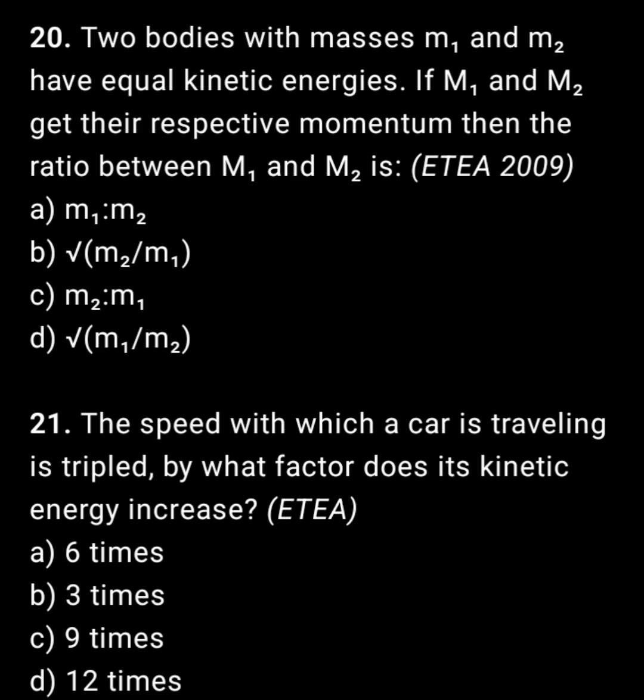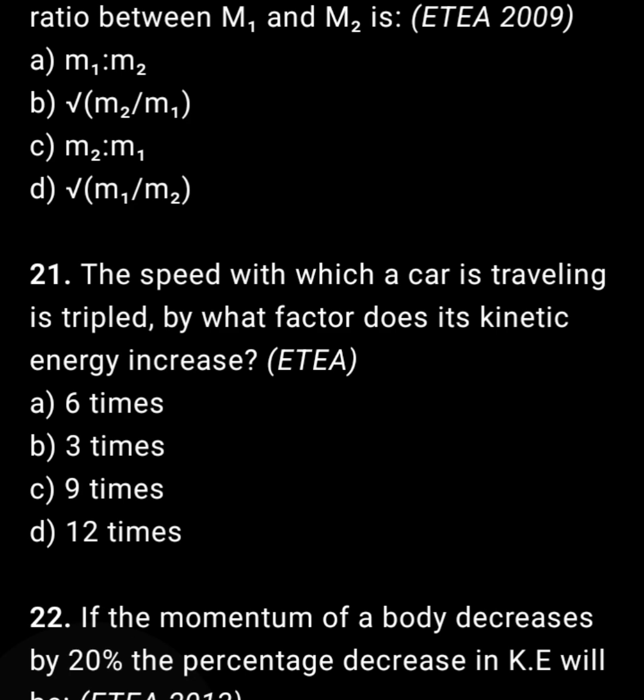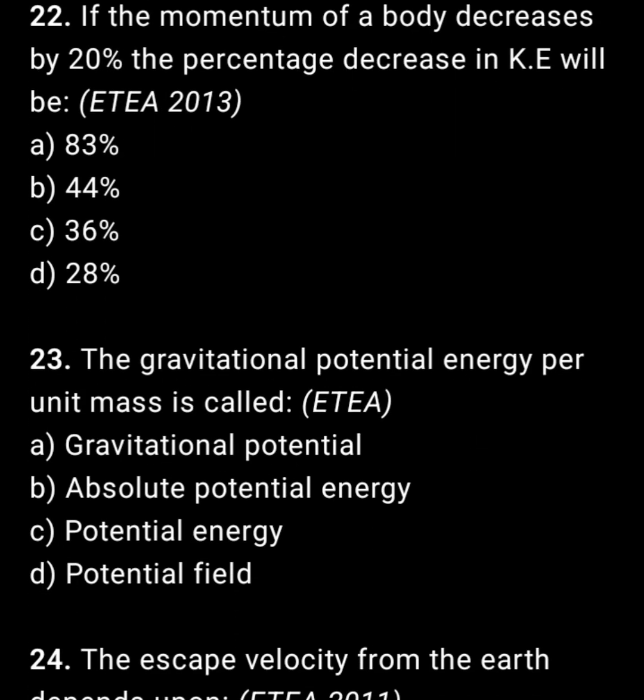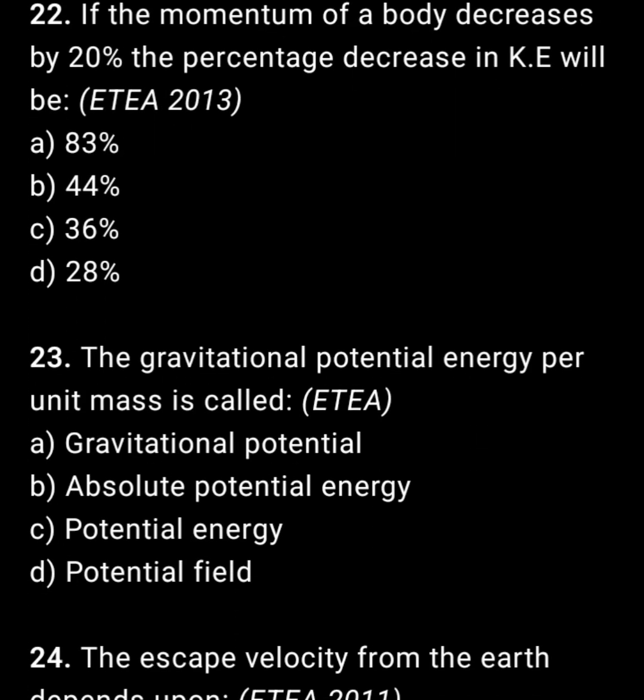20. Two bodies with masses m1 and m2 have equal kinetic energies. If p1 and p2 are their respective momenta, then the ratio between p1 and p2 is? ETEA 2009. A. m1/m2. B. square root of m1 per m2. C. m2/m1. D. square root of m2 per m1. 21. The speed with which a car is traveling is tripled. By what factor does its kinetic energy increase? ETEA. A. 6 times. B. 3 times. C. 9 times. D. 12 times.